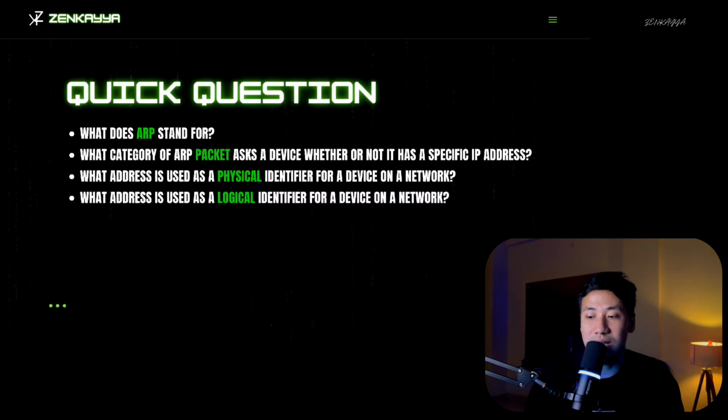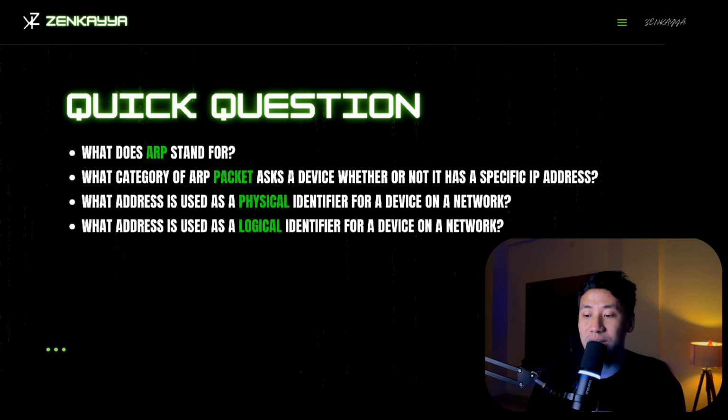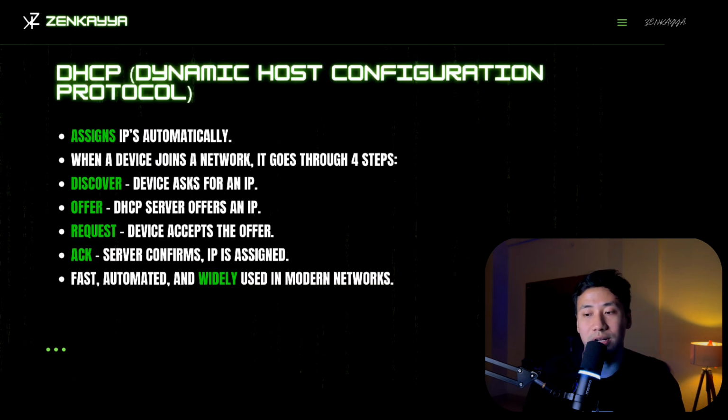Quick question, what does ARP stand for? Address Resolution Protocol. What category of ARP packet asks a device whether or not it has a specific IP address? ARP request. What address is used as a physical identifier for a device on a network? Physical device, that is MAC address. What address is used as a logical identifier for a device on a network? It is IP address. All right, I hope you are clear with this.